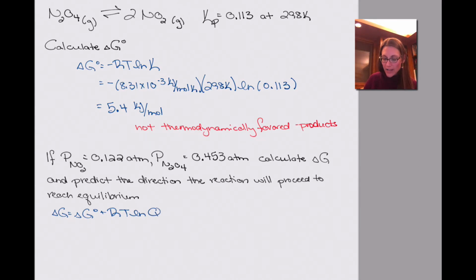And we're no longer under standard conditions. And so if we look at these, delta G naught we figured out was 5.40, I lost a zero, put that back in there, 5.40 kilojoules per mole.